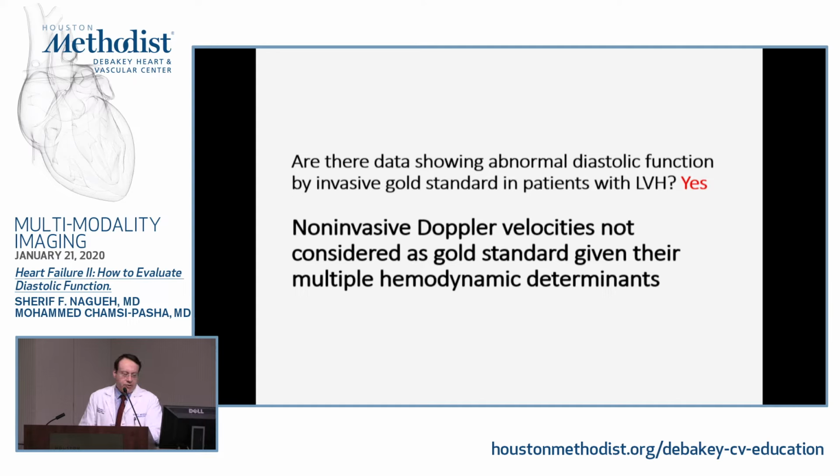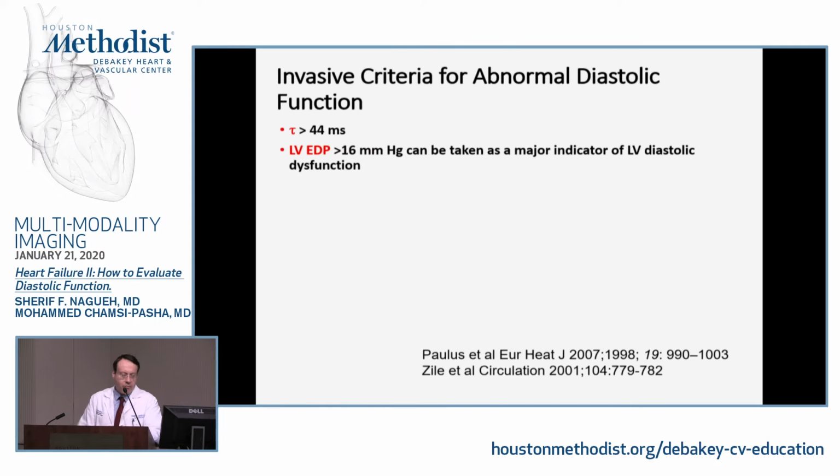One way is to look at Doppler velocities and see them abnormal when someone has LVH. The caveat to this approach is that Doppler indices, velocities included, are affected not just by one variable, but by other variables. A more reliable way is to look at these measurements invasively. If you search the literature, very few studies have looked at invasive indices as the gold standard in patients with LVH.